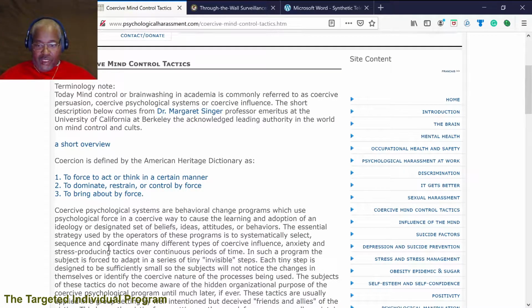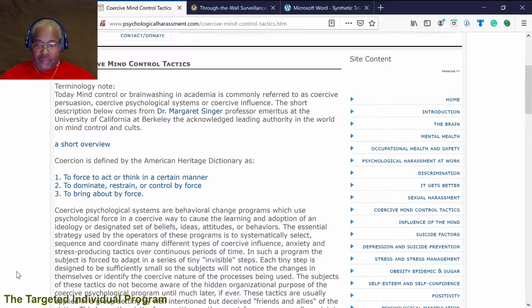The essential strategy used by the operator of these programs is to systematically select, sequence, and coordinate many different types of coercive influence, anxiety, and stress-producing tactics over a continuous period of time. In such a program, the subject is forced to adapt in a series of tiny invisible steps.